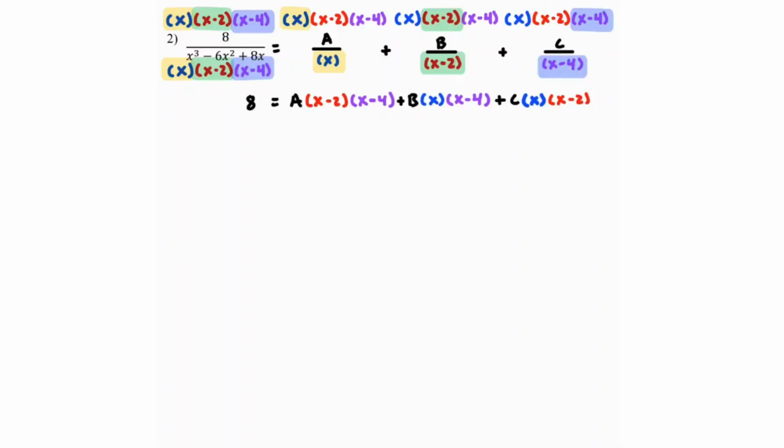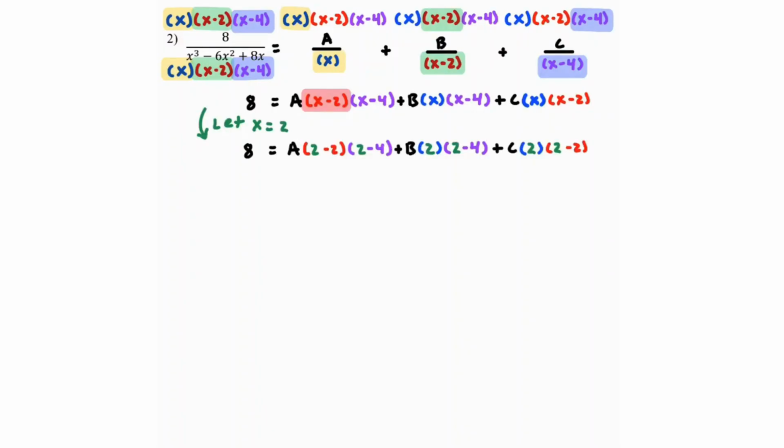Just like the first example, we can choose any x value you want, but you choose particular x values to make the problem much easier. So let's look right here. What happens if you let x equal 2? If you let x equal 2 and substitute in, we'll get this.